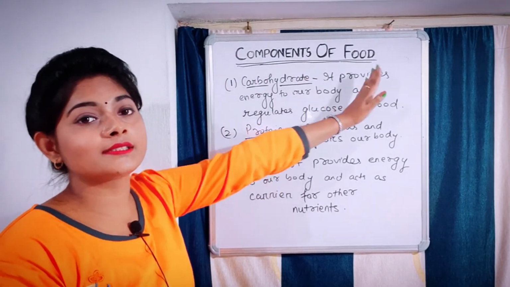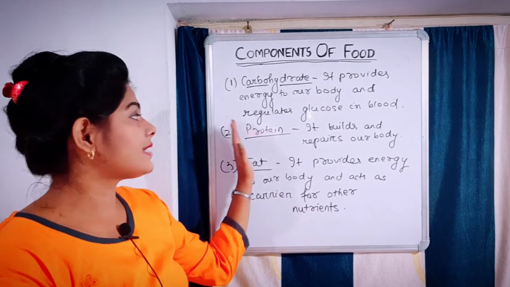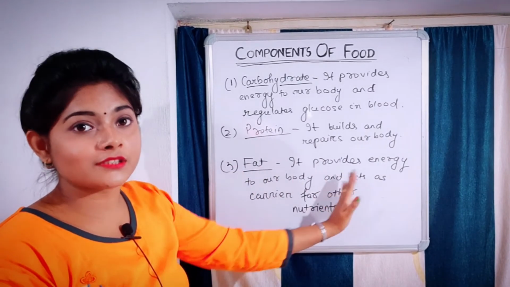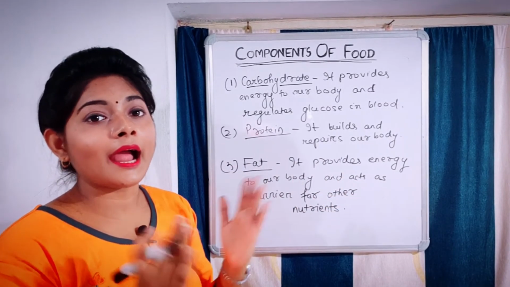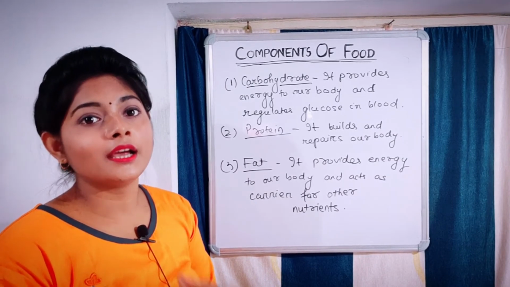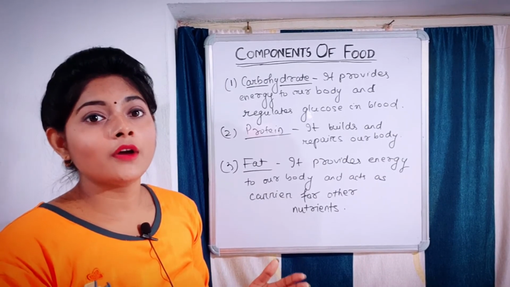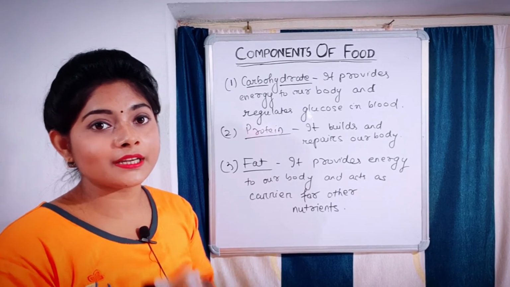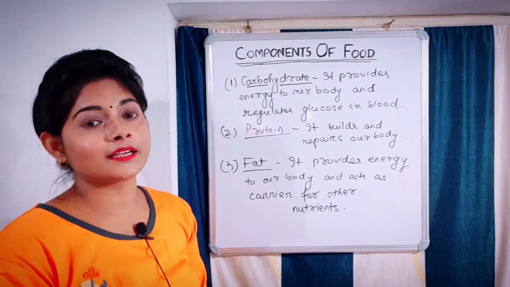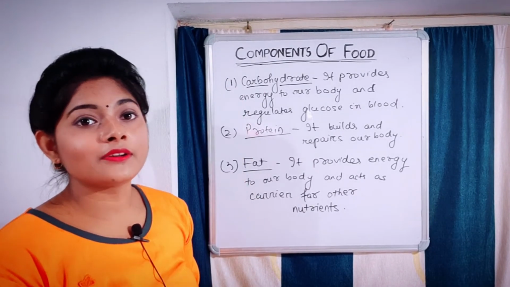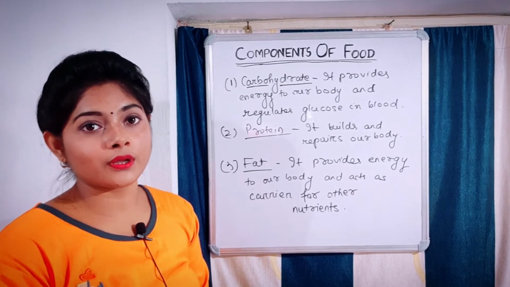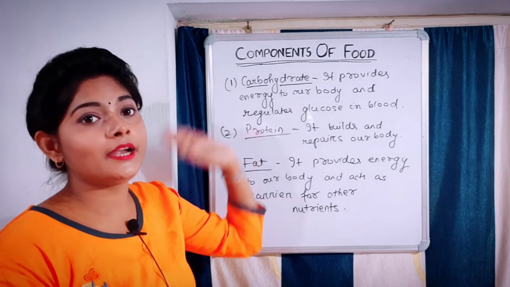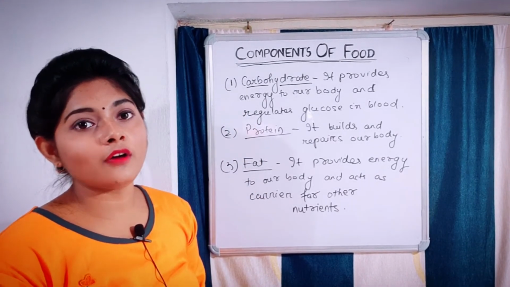So these are the three types of nutrients. First, carbohydrates, which provide energy to our body. Second, protein, which builds and repairs our body. And third, fats, which also provide energy to our body and act as a carrier for other nutrients. Now the question is, how can we know which food contains which nutrients? For that, we can do some activities, some experiments to test it. For carbohydrate, generally two variants are present in our food, starch and sugar. So to test the presence of carbohydrate, we will test for the presence of starch.